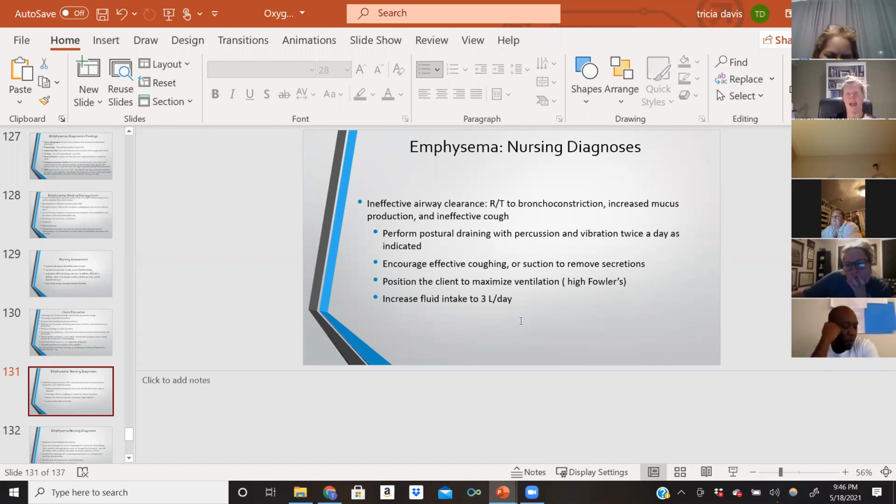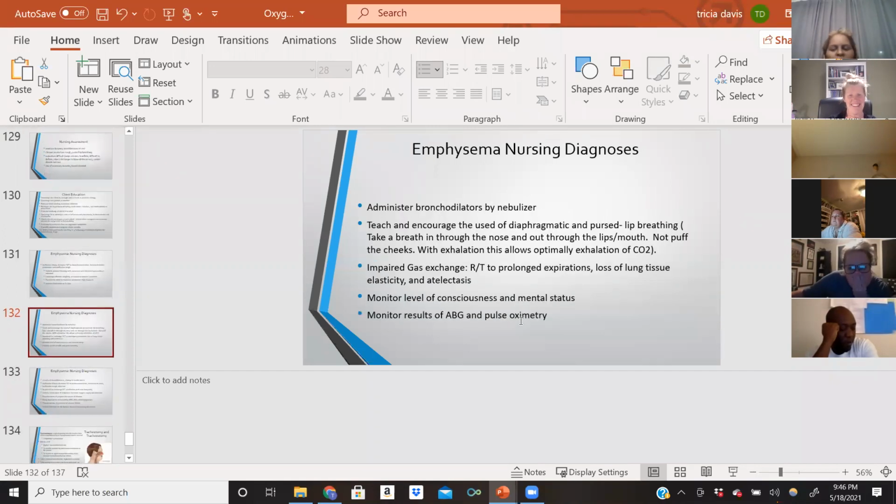Position the patient so they have maximum ventilation, so that high Fowler's position. And we want to increase their fluid. Why do we want to increase their fluid? Thin out the secretions. Yes, very good. All right, so nursing diagnosis. We want to administer those bronchodilators, either in their inhaler or by nebulizer.